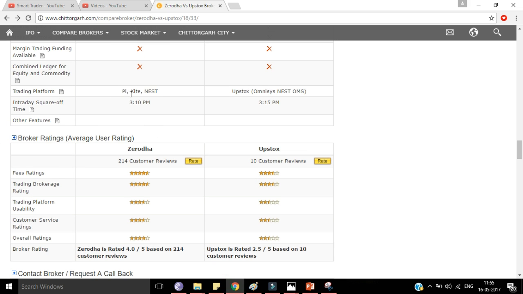Talking about the trading platform, Pi, Kite and Nest, so these are a lot of features. I love Pi and Kite very much, and these guys provide Nest, which is Upstox's single platform. So I would say intraday square off time, I think Zerodha is 320 actually. So I think they have not updated this. So Zerodha is going to be 320 as I trade on Zerodha. Upstox is 315. I have not traded in Upstox. I heard a lot about them, but I think 315 is a big one.